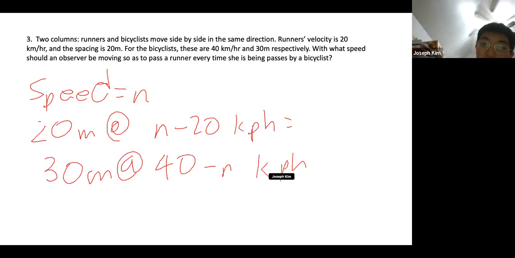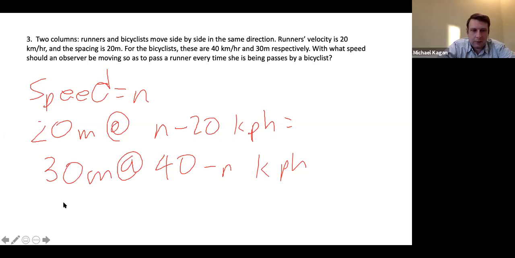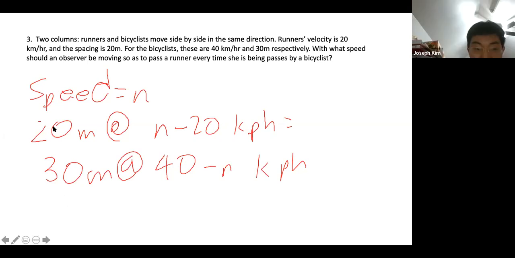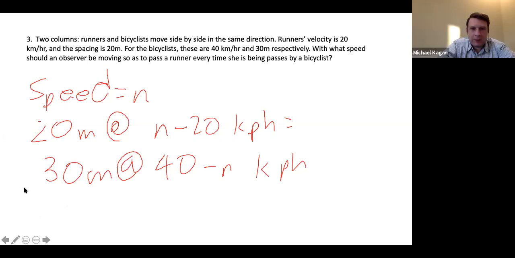So how I thought of it was the time it takes to go 20 meters at n minus 20 kilometers per hour should be the same as the time it takes to go 30 meters at 40 minus n kilometers per hour. Okay. So you basically set up a proportion now, right? Yeah.